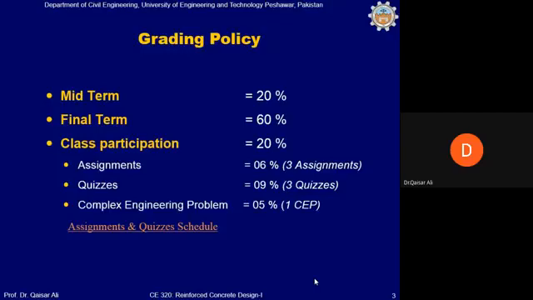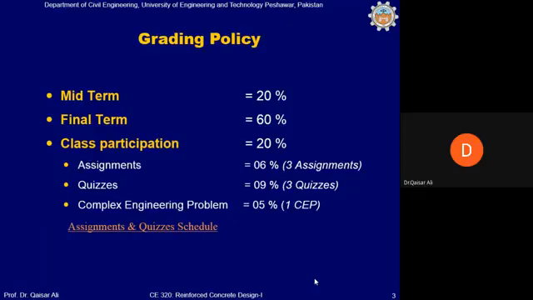On the next slide, we have a grading policy, which is in line with the university policy of grading. The midterm has a weightage of 20%, final term 60%, and class participation is 20%. Slight variation in these weightages is possible if the examination is online. So you know that in online examination there was a slight change in these weightages, so you will be informed well in time about these changes.